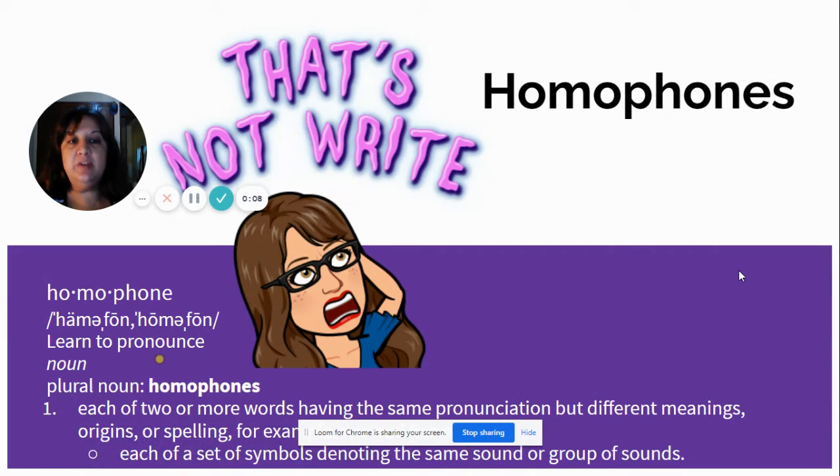Today for spelling, we're talking about homophones. What are homophones? Homophones are words that sound the same. They're pronounced the same, but they are not the same and they don't have the same meaning. So they're spelt different, but they sound the same.